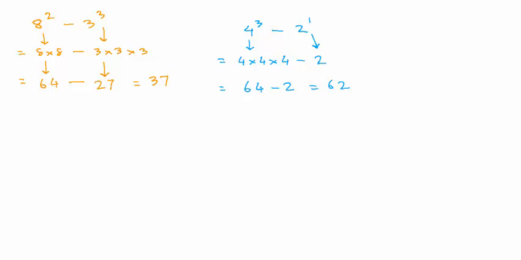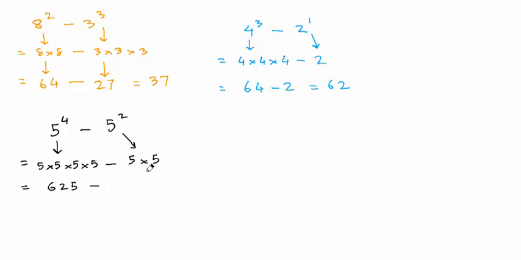Let's do another one. How about 5 raised to the fourth minus 5 squared? Now this is equal to, we have a whole bunch of 5's in this multiplication sentence. 5 times 5 times 5 times 5, 4 5's, minus 2 5's multiplied together, 5 times 5. 5 times 5 is 25. 25 times 5 is 125. If you multiply that with 5, you get 625. Minus 5 times 5 is 25. So this is equal to 600.